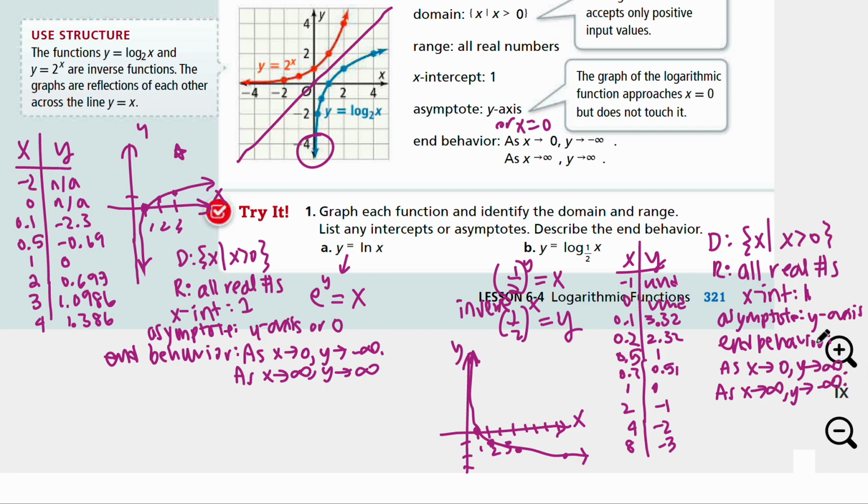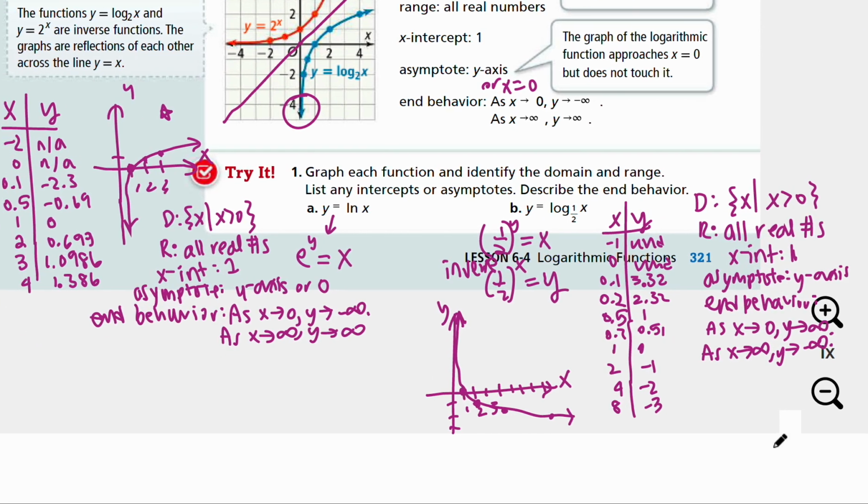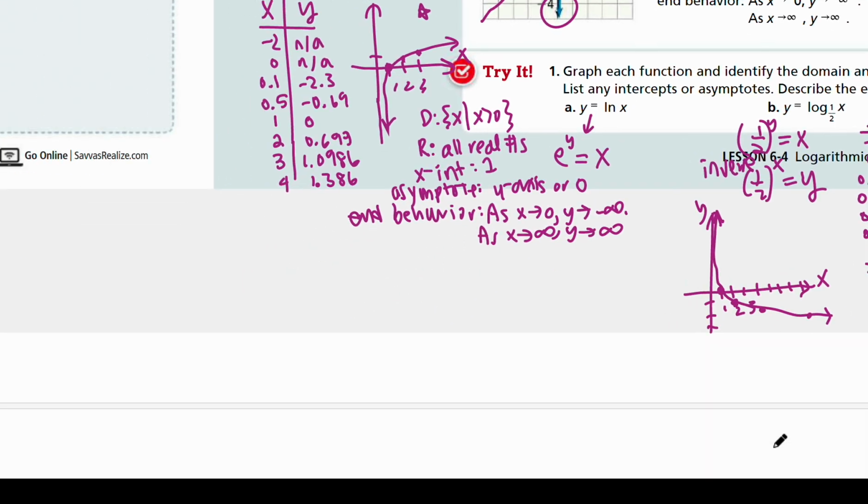Okay, that was a big Try It number 1. But check your answers, see if you got it right. If you did, good job. This is very important because it is very conceptual. It requires a conceptual understanding. And yeah, conceptual understanding is key to solving other problems.